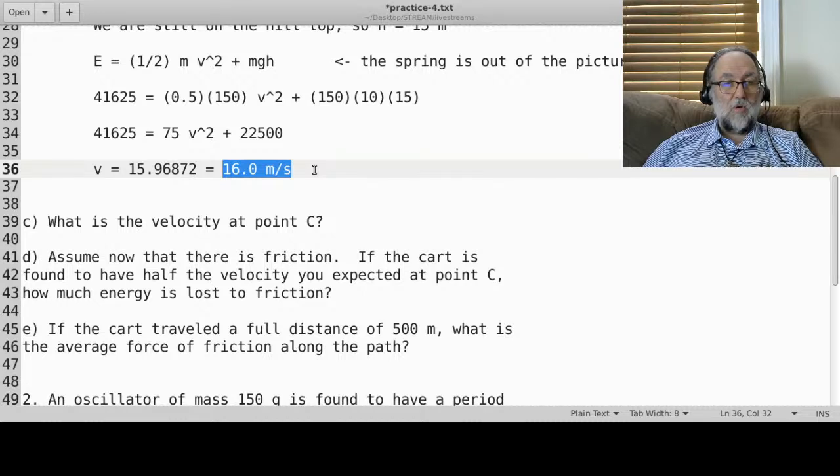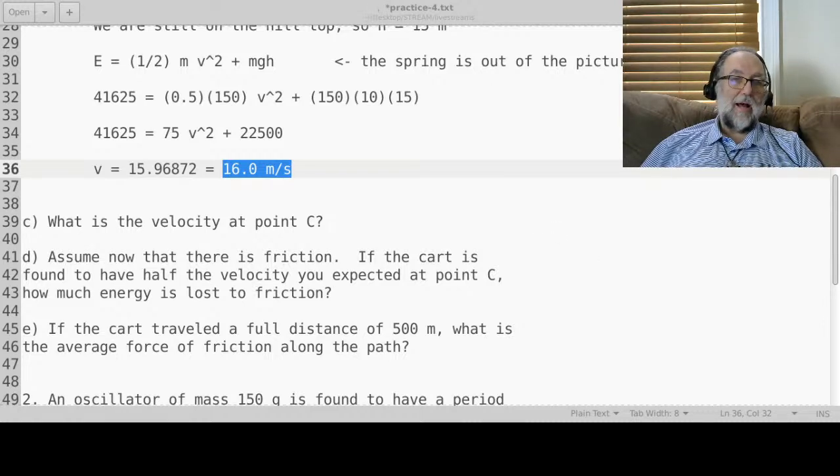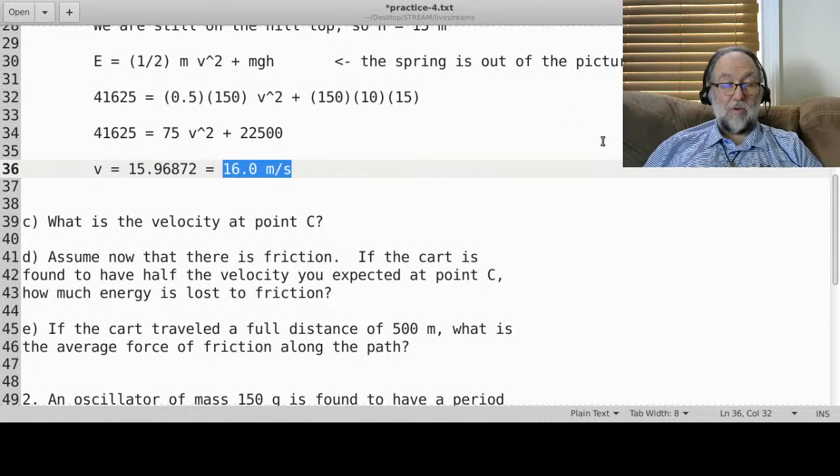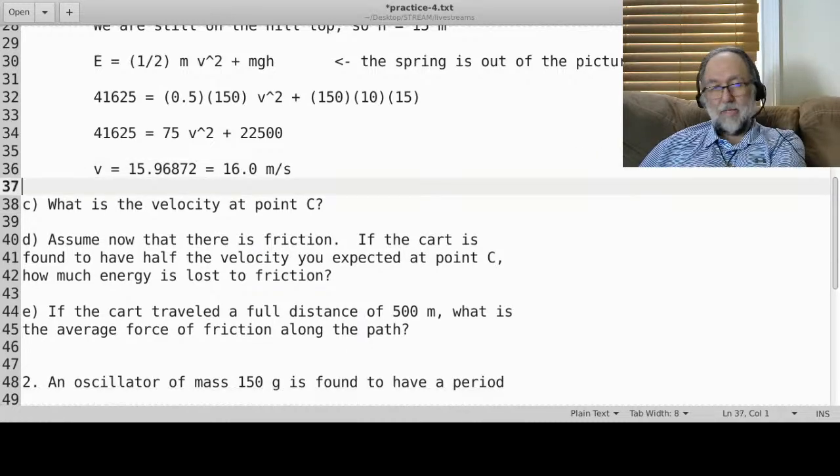All right, so it's moving, it's got a fair speed there. Let me just quickly see what that works out to in kilometers per hour, just to give you an idea of what that is. That would be close to 60 kilometers per hour. So it's going pretty fast. It's going faster than your city speed limit.